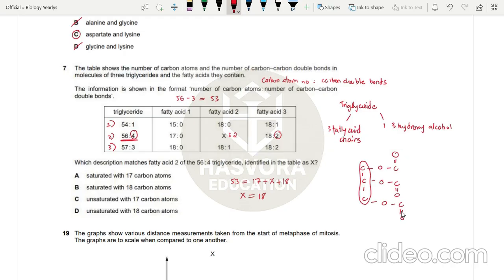So 18 carbon atoms, and it contains the double bond, so it will be unsaturated. So D will be the answer, and the rest will be wrong. And you can also eliminate A and B straight away because you know that it contains 2 carbon-carbon double bonds, which is very obvious actually. Let's move on.